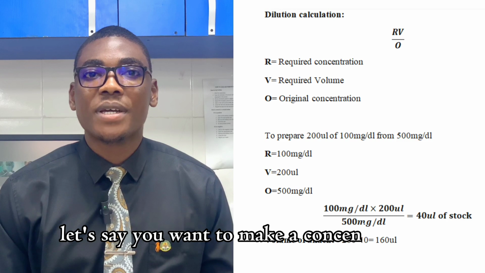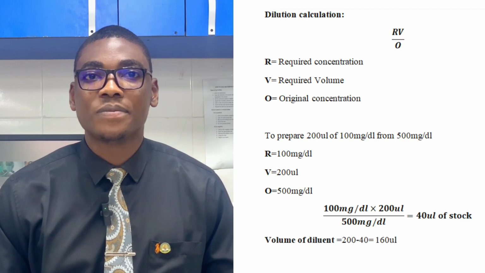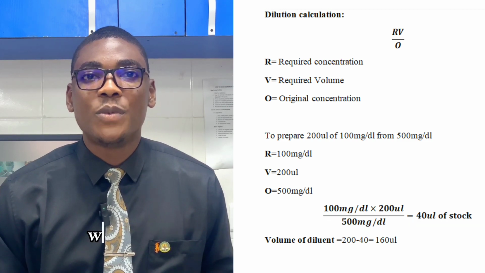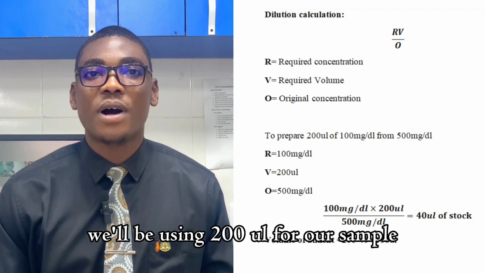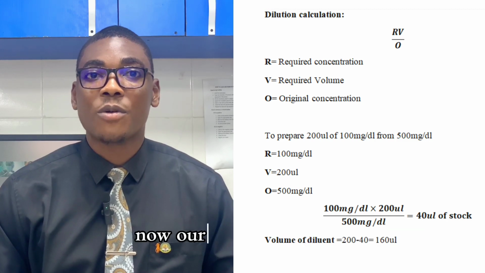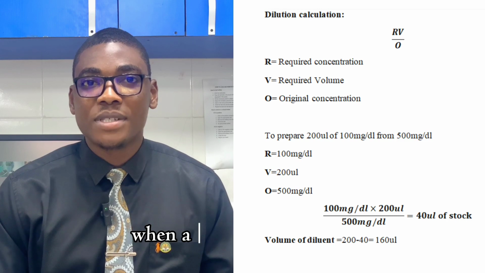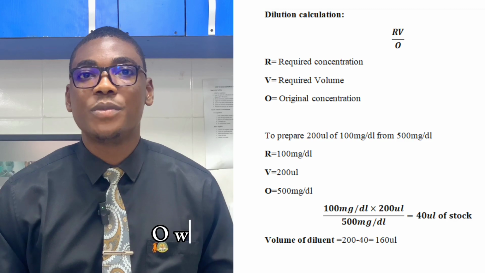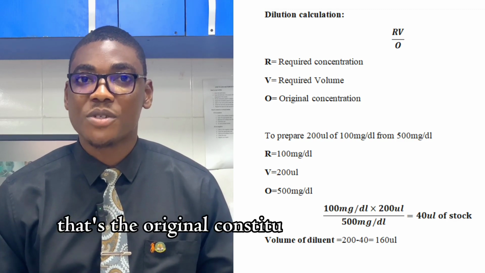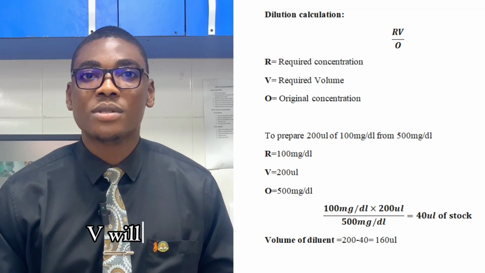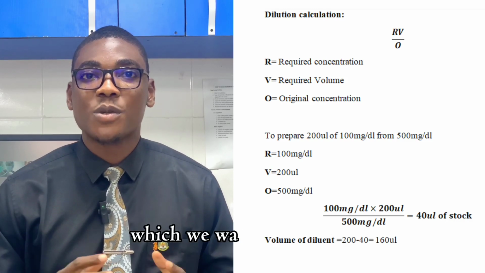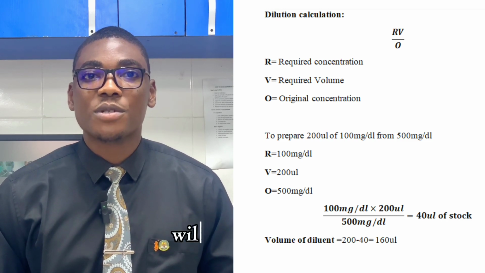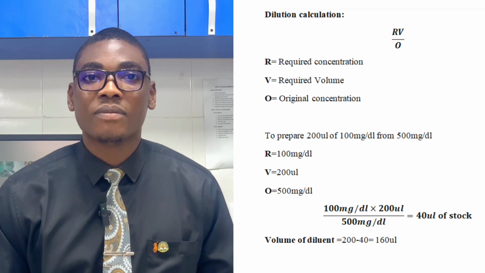Let's say you want to make a concentration of 100 mg per dl. First, we need to know how much sample to use. We'll be using 200 microliter for our sample. That is, in this case now, our required volume. When calculating, R here will be 100 mg per dl, O will be 500 mg per dl. That is the original concentration of the stock solution. V will be the total required volume I want to prepare, that is 200 microliter. The product of this calculation will give us 40 microliter.